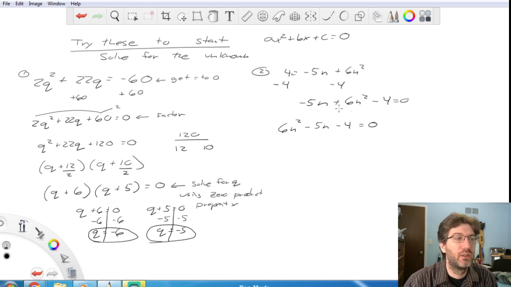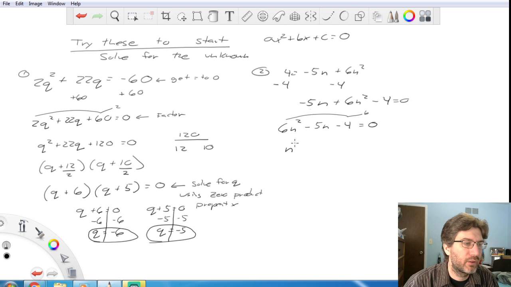Once you get to that point, you're going to factor it. And again, we have an a value, so we're going to have to move that a value out. Just remember, we multiplied everything by a 6 at the end here. So we're going to divide, or slide and divide that out, and we get n squared minus 5n, and then 6 times negative 4 gives you negative 24. And it still equals 0. And then this is what I'm going to factor.